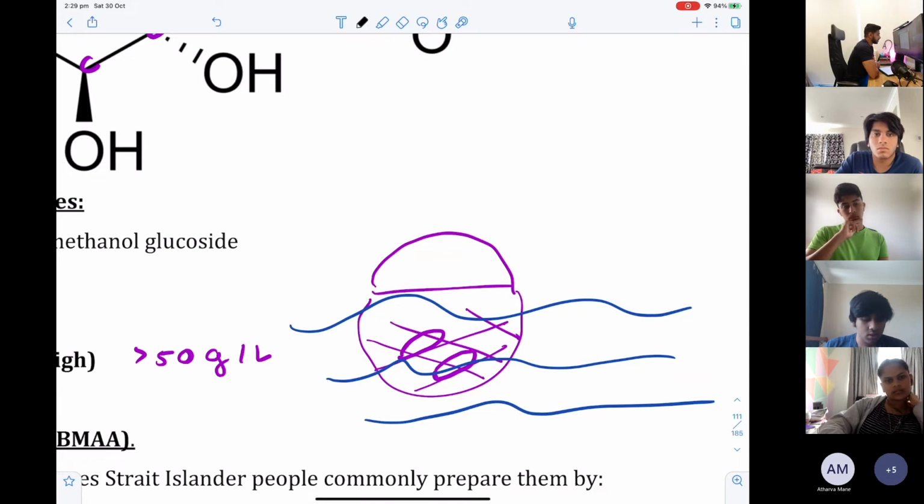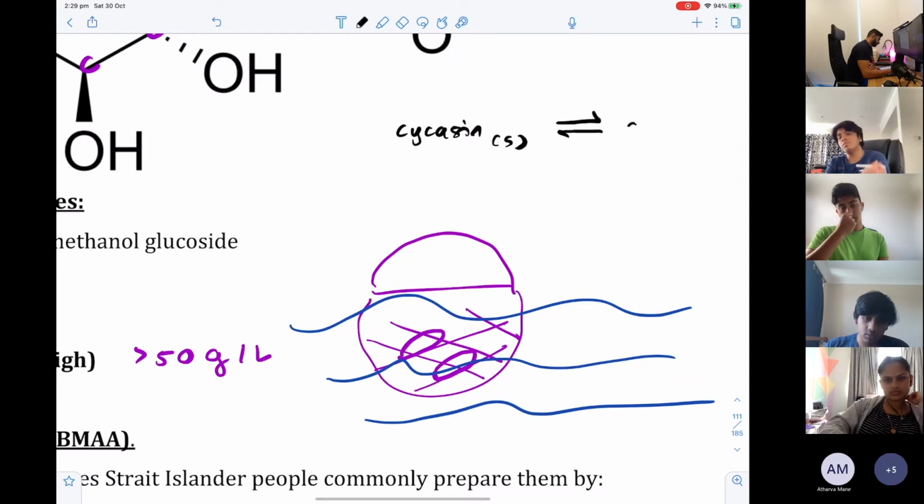What else would you mention? If the water stays in the basket and there's no way for it to go out, the reverse reaction would occur. How about I simplify it and help you all out? You are right, but I want a little bit more detail with buzzwords. You're all implying it, right? So what's happening here is cycasin can become aqueous.